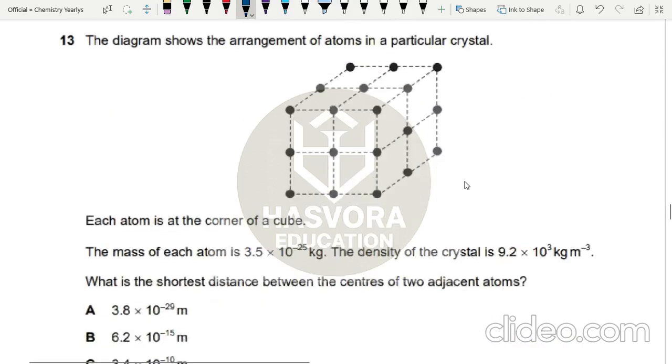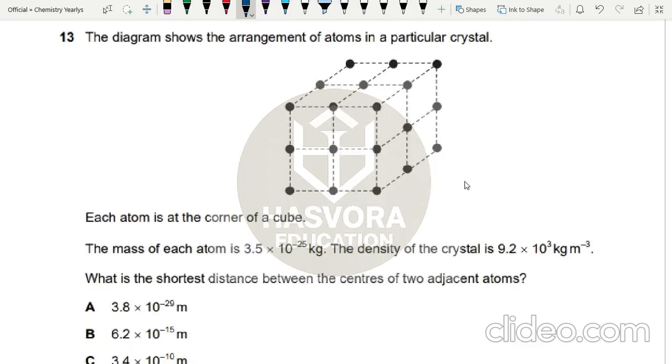Let's move on. The diagram shows the arrangement of the atoms in a particular crystal. Each atom is at the corner of a cube, and the mass of each atom is 3.5 × 10^-25 kg. The density of the crystal is 9.2 × 10^3 kg/m³. What is the shortest distance between the centers of the two adjacent atoms? So they are actually asking you about this distance, the distance between the centers of two atoms.